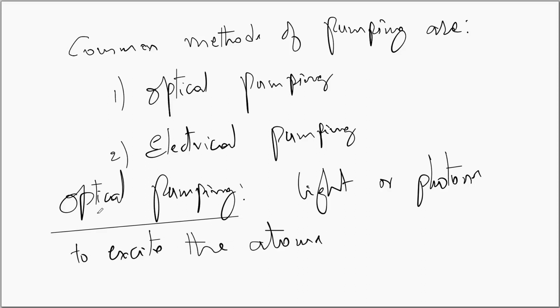In the case of optical pumping, light is used to excite the atoms in the active medium. So we need a light source. We use generally flash lamps. The flash lamp generates flashes of light. When light falls on the active medium, the atoms in the active medium will be excited to the higher energy levels, and subsequently a population inversion takes place between the metastable state and the lower energy levels.